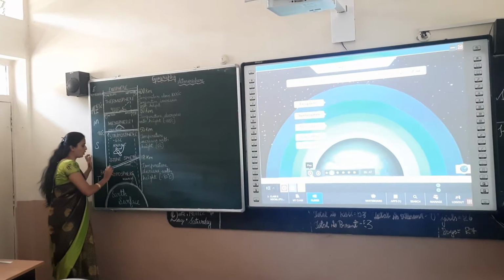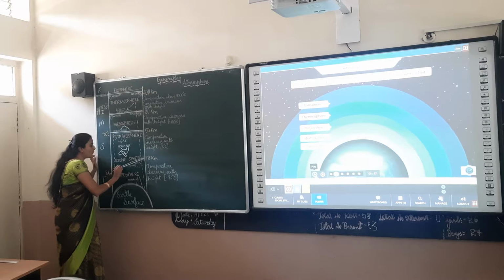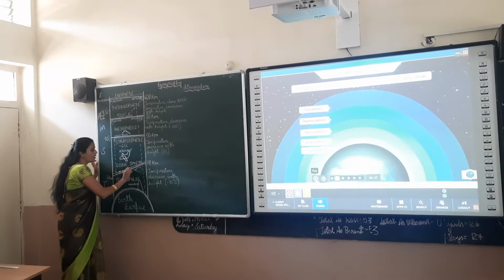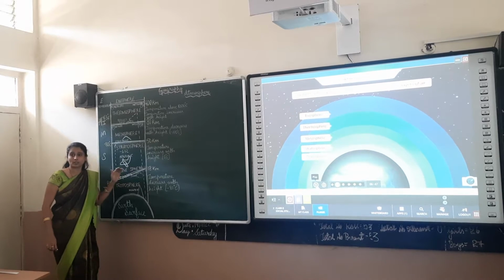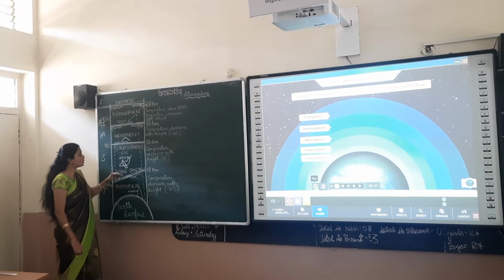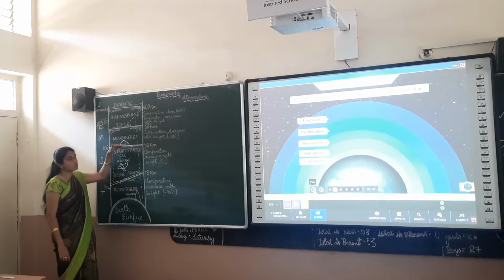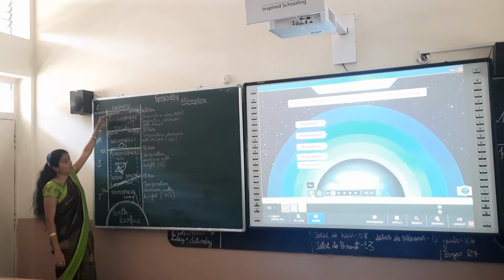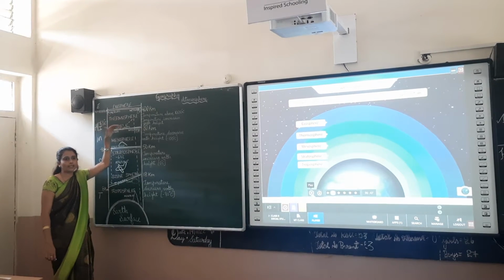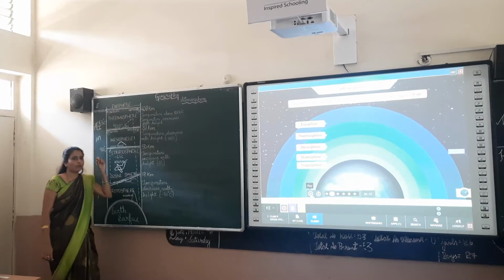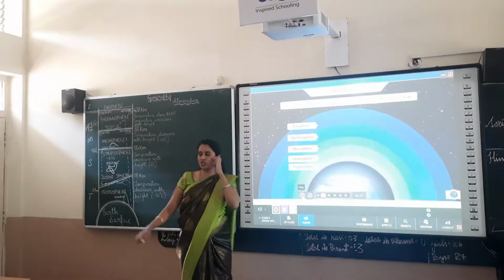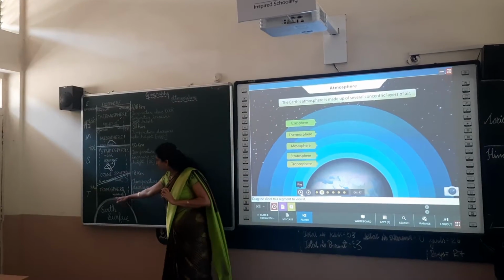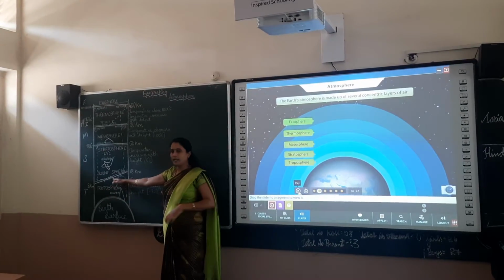So we call it the tropopause. Pause means nil, that activity won't take place. In the same manner, stratopause, mesopause, thermopause. So between the layers there is a thin layer, and the activity of the climatic condition only takes place in the layers themselves.